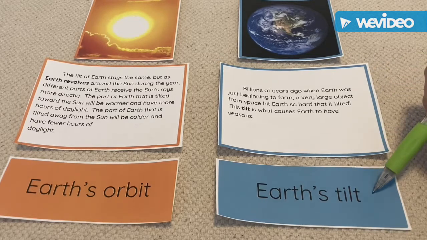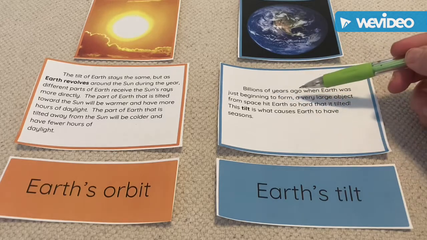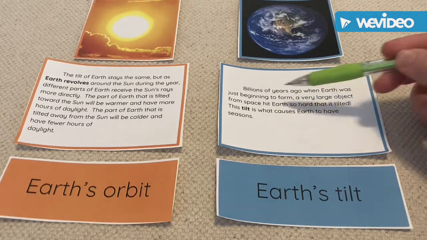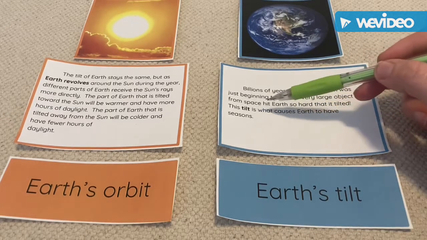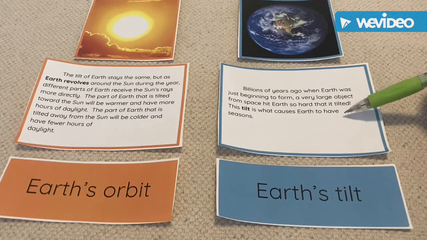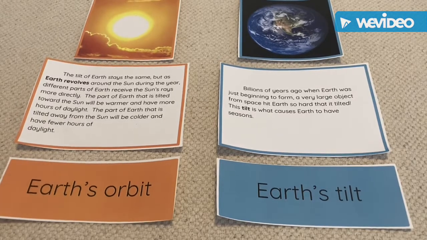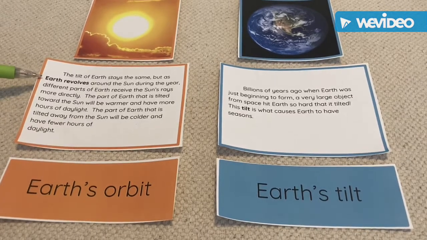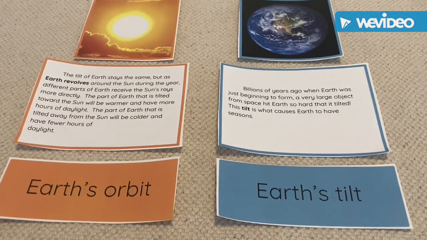This one is about the Earth's tilt. Billions of years ago, when the Earth was just beginning to form, a very large object from space hit the Earth so hard that it tilted. The tilt is what causes the Earth to have seasons, and we talked about that in our lessons. And then this one is about the Earth's orbit and how the Earth revolves around the sun. So go ahead and cut these cards out and be creative with the way that you put them together and show your learning.